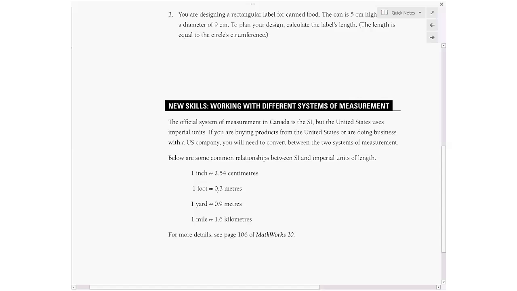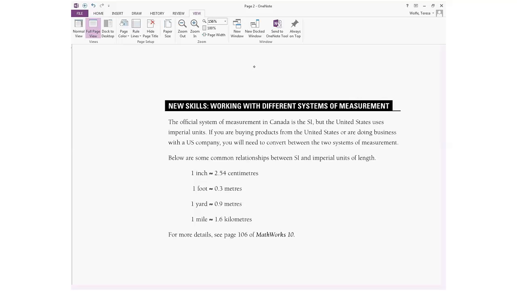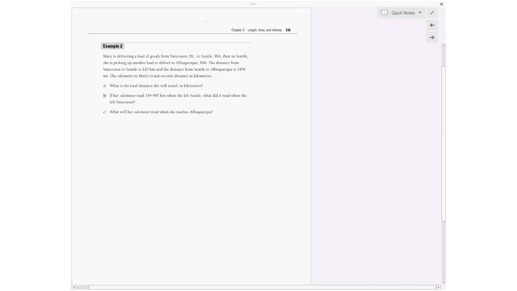There's 1 foot is about 0.3 meters, so a little less than a third of a meter. A yard is about 0.9 meters, and a mile is approximately 1.6 kilometers. So these are the conversions that we'll use. So if you're needing a conversion later on in the book, refer back to these here. So let's go to the next page and take a look at example 2.